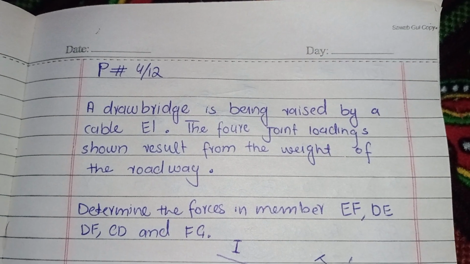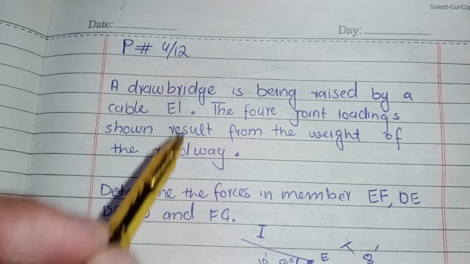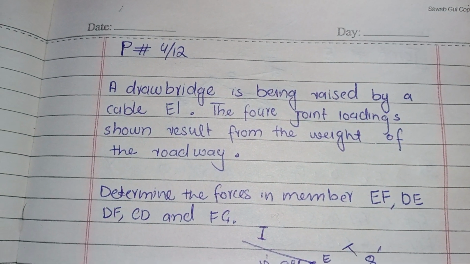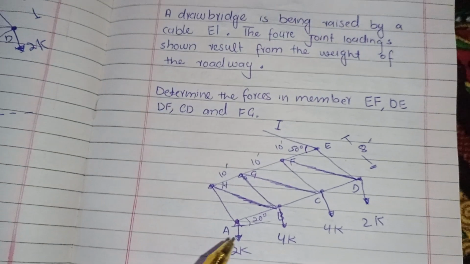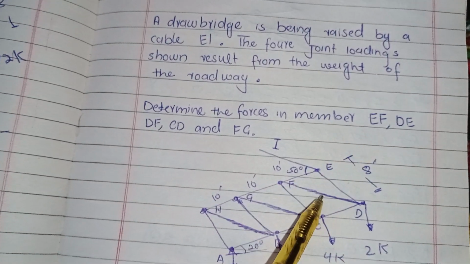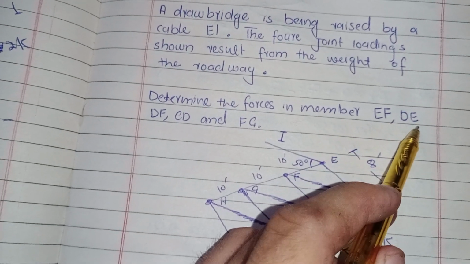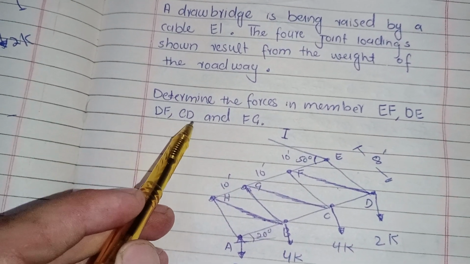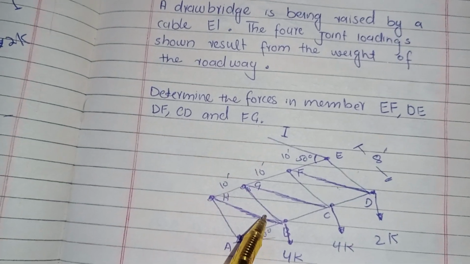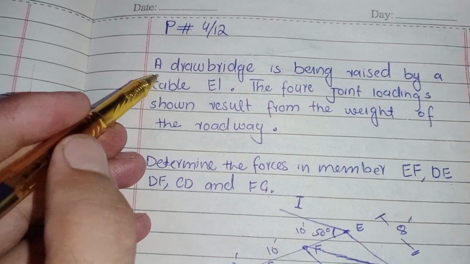Hello, dear students. This is problem number 12 of chapter 4 of Engineering Mechanics Statics, 9th edition. In this problem, this is a truss in which we have to find the forces in members EF, DE, DF, CD, and FG. Okay, so first of all, we read the question.